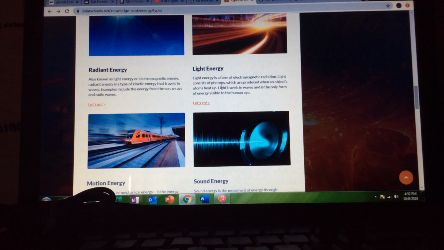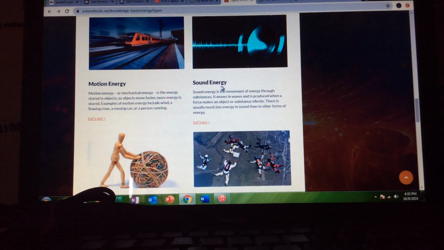Next is the light energy. Light energy is a form of electromagnetic radiation. Light consists of photons, which are produced when objects' atoms heat up. Light travels in waves and it's the only form of energy visible to the human eye. Next is the motion energy or mechanical energy. It is the energy stored in objects. As objects move faster, more energy is stored. Examples of motion energy include wind, a flowing river, a moving car, or a person running.